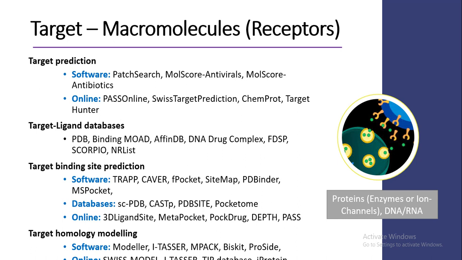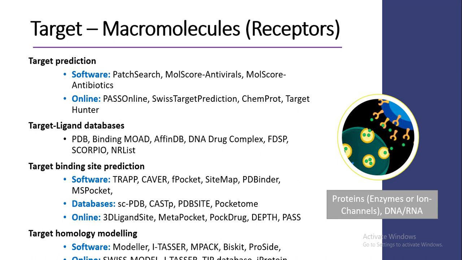Target ligand databases: we have several target ligand databases where targets and ligands are complexed or bound to each other, like PDB, Protein Data Bank, BindingDB, DNA drug complex, FDSP, Scorpio, and NRList. So these are the different databases. Similarly, we can do target binding site prediction. We can predict the binding site of our target through different softwares like TRAP, Caver, FPocket, SiteMap, PDBinder, and MSPocket. These are different softwares.